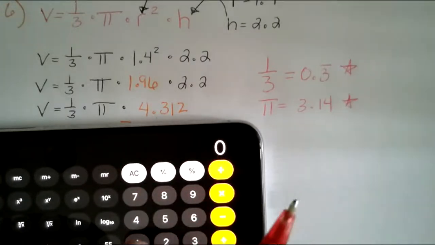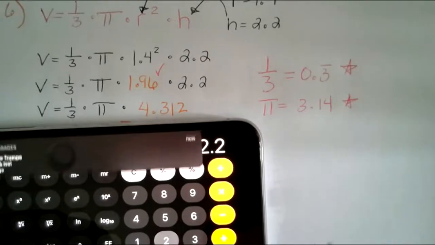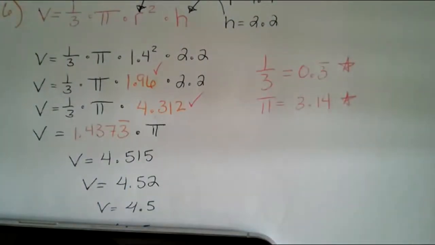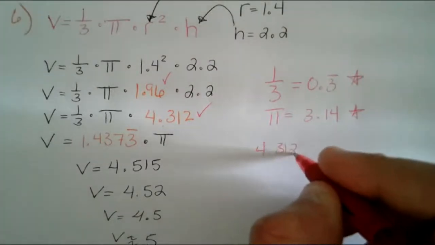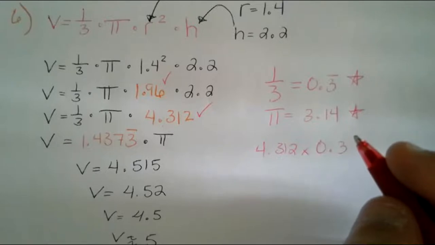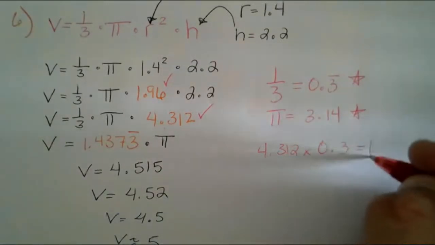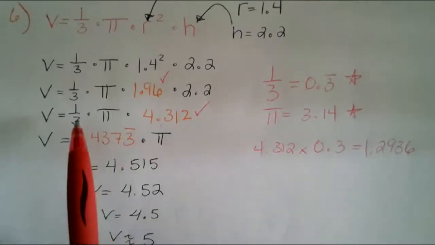And I'll even go the long drawn out process. 1.4 times 1.4. 1.96. Okay, check. I got the same thing there. 1.96 times 2.2. 4.312. Got the same thing as well. Okay, now I could do the 4.312 times 0.3, and I'm going to have to do this on here. Okay. This is actually going to become 1.2936.